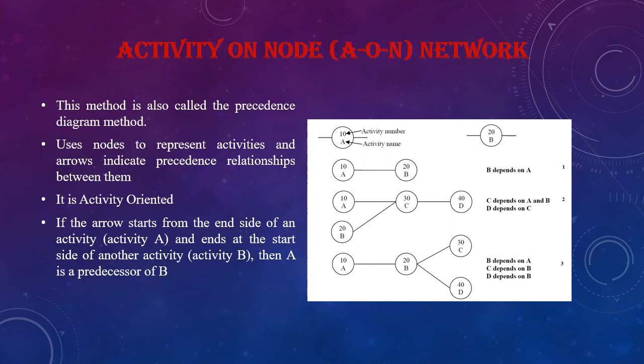Here we can see the relationship between the various activities. In the first diagram, the activity number and the activity name are specified.